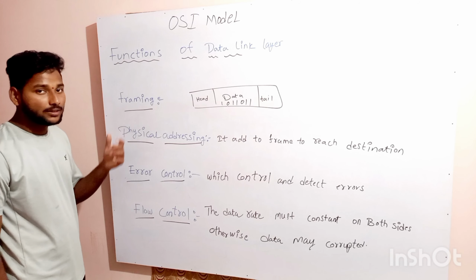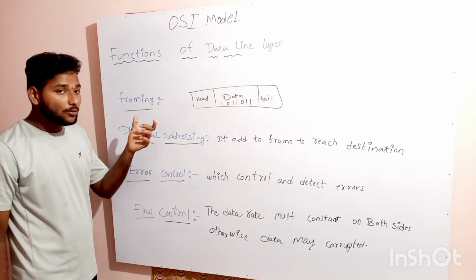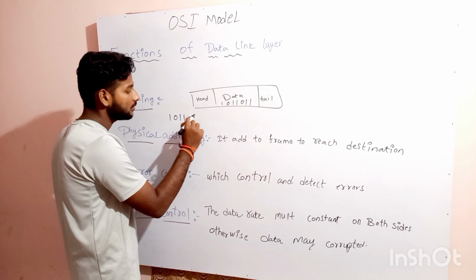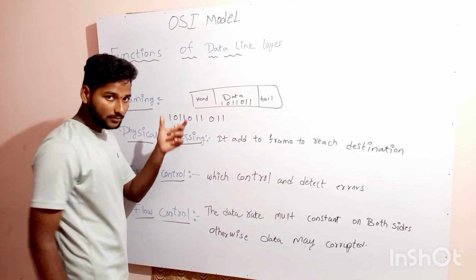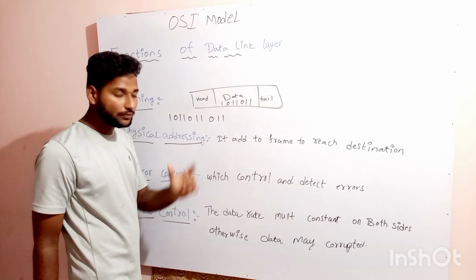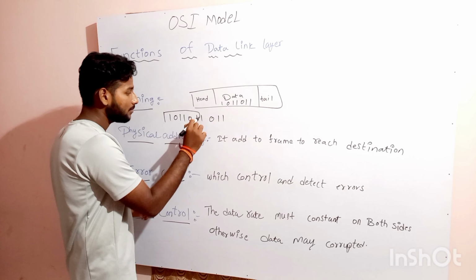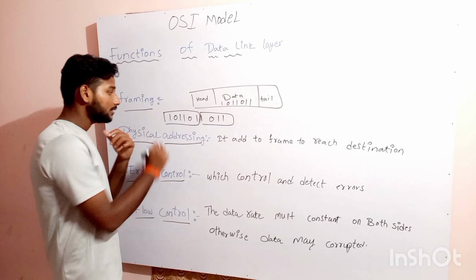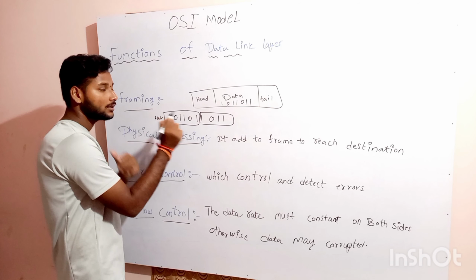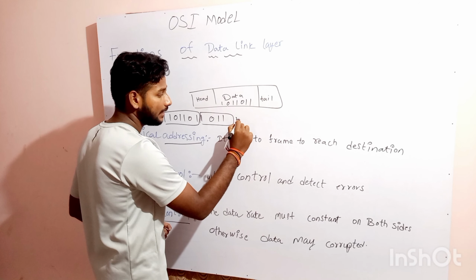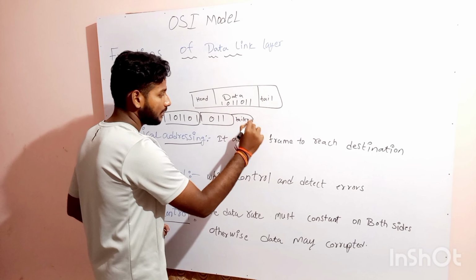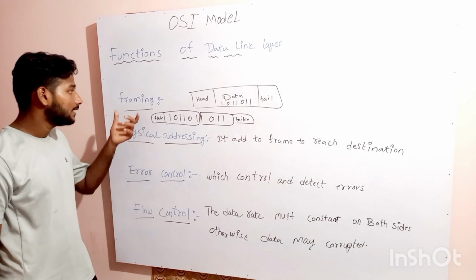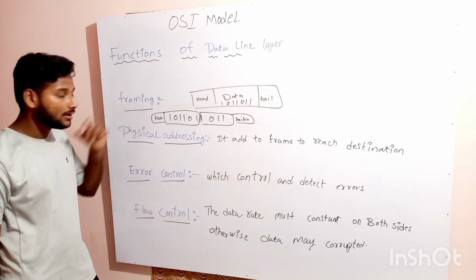Framing: as we know, we convert the raw data into frames. This may be one frame and this may be another frame, along with the headers and trailers. In this format the data is divided. This functionality is known as framing.